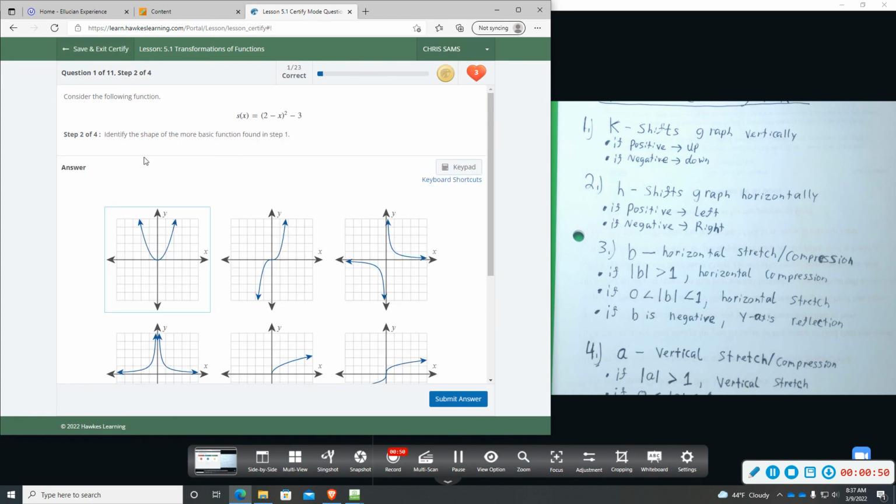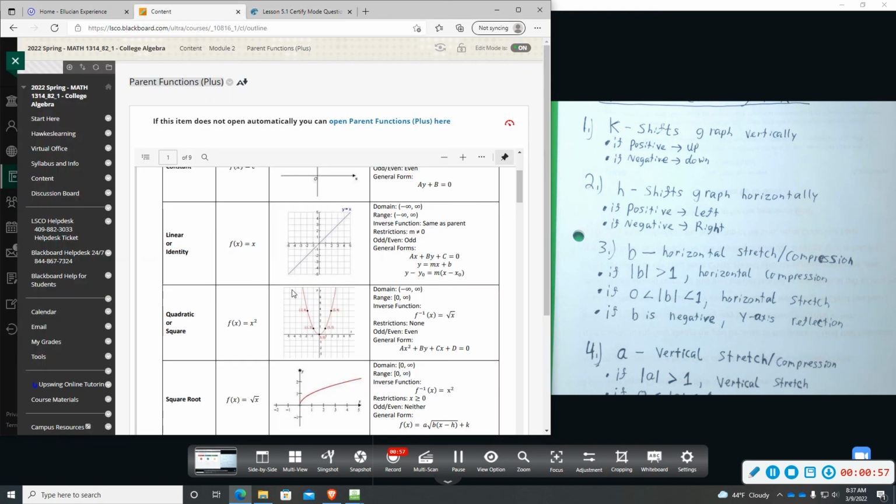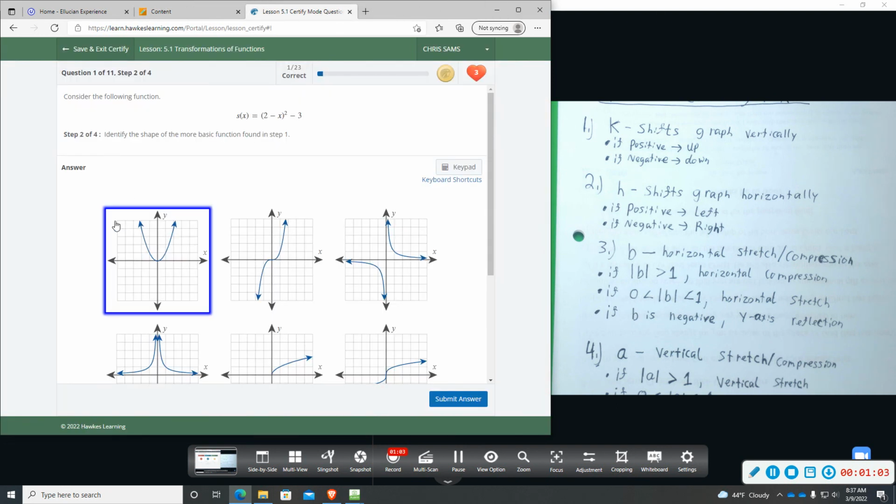Then part 2, we want to identify the shape of the function. So you need to know what it looks like. So again, if you refer back here, it shows you the graph of that function, a parabola shape. So that's this graph here. Now there's several of them, so you need to know them.